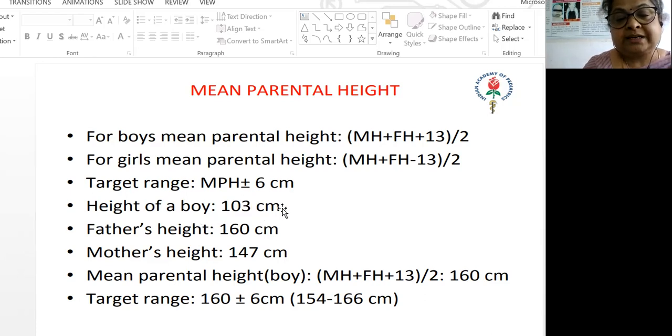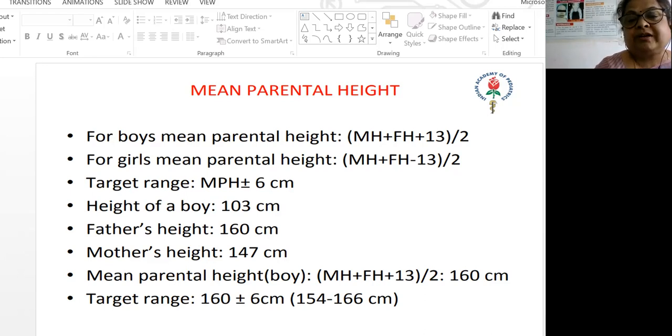Height of a boy is 103 centimeters. We are taking an example: father's height is 160 centimeters, mother's height is 140 centimeters. So the mean parental height of the boy will be maternal height plus father's height plus 13, divided by 2, which comes to 160 centimeters. So the target range is 160 plus or minus 6 centimeters. Minus 6 will be 154 and plus 6 is 166 centimeters. So this range should be between 154 and 166 centimeters. This is the target range.